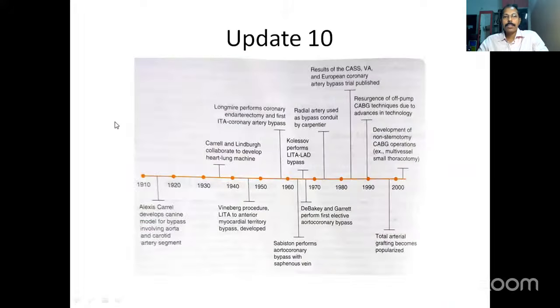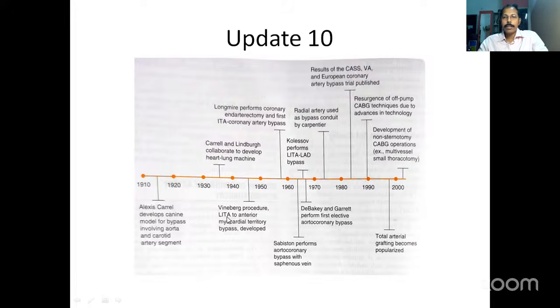And this year's update regarding the history and the evolution of coronary artery surgery is beautifully given. When the first invention started regarding CABG, Alexis Carrel was the one who developed the bypass innovation in a canine model. And you also note the Weinberg procedure. Weinberg is the one who anastomosed the LIMA to one of the territories of the anterior myocardial vessels.